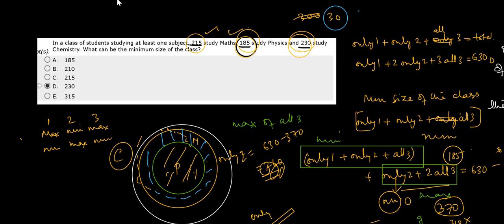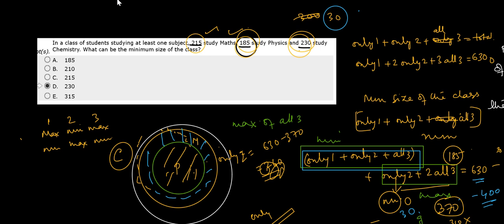So only two minimum value is 30, right? So that means 370 plus 30 is 400. And that means this total minimum would be 630 minus 400, which is 230. Clear? Yes.